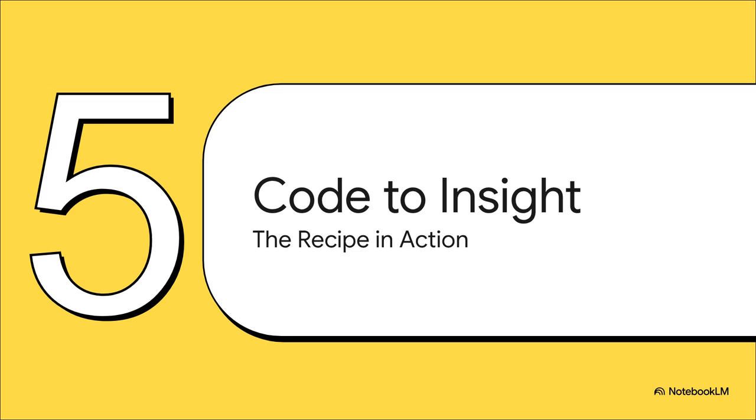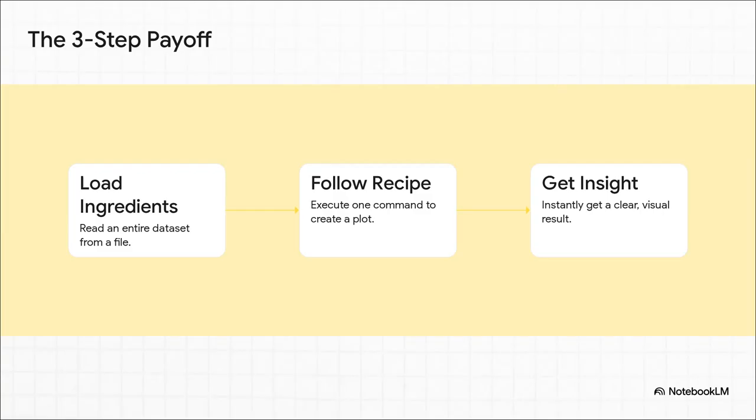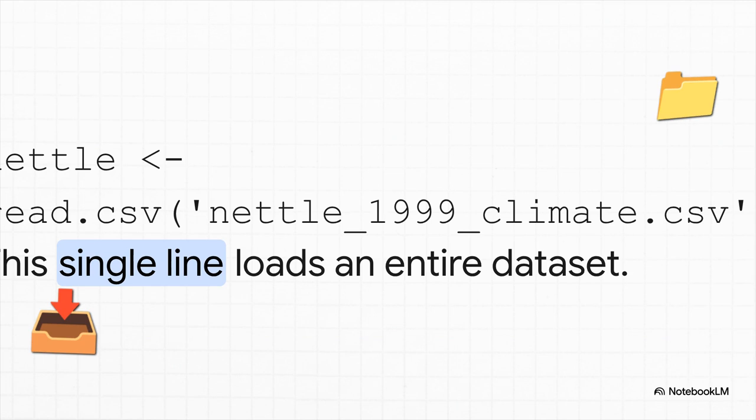Okay, so we've got our recipe, we've got our organized ingredients, now it's time for the fun part, the payoff. Let's see how all this comes together to turn simple instructions into some really clear insights. And it's really just a simple 3-step process. Step 1, we'll load the ingredients. Step 2, we'll follow one simple step in our recipe. And Step 3, we'll get an amazing, clear insight.